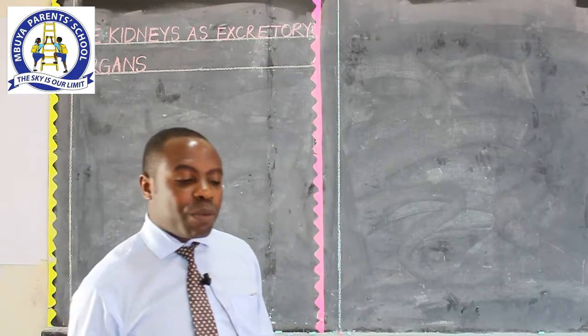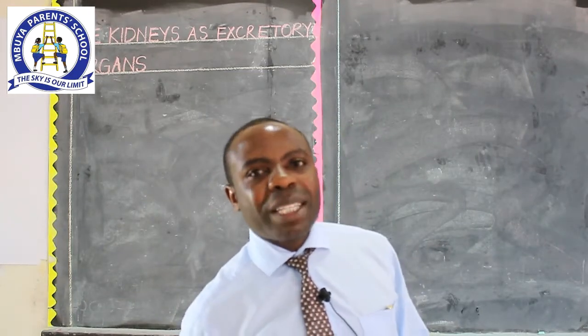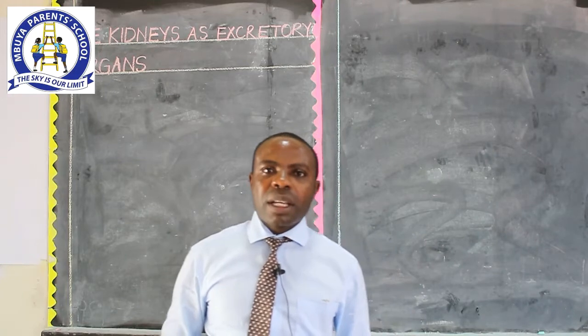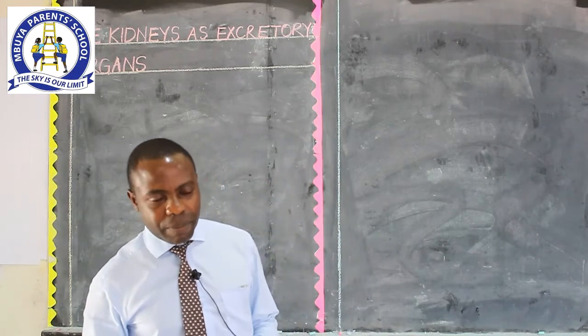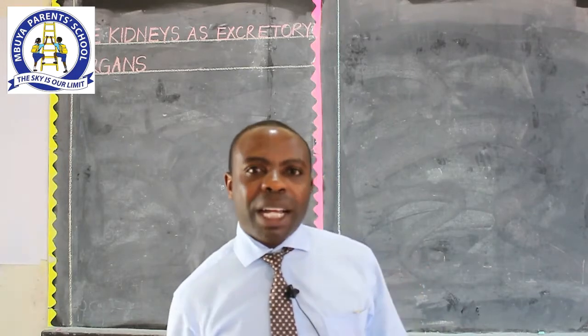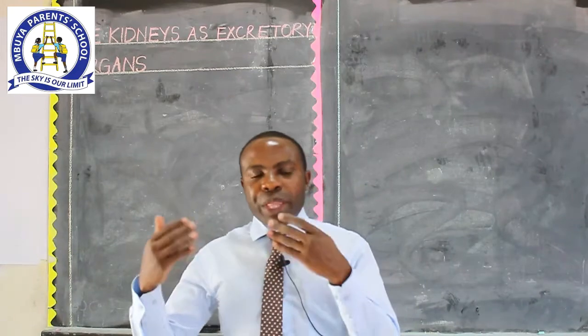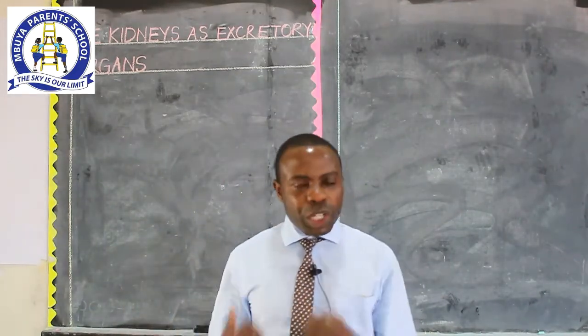And at the end of this lesson, we have got 3 targets. The first target is describing the human kidney. The second target is identifying the parts that work with the human kidney to do the work of urine excretion.